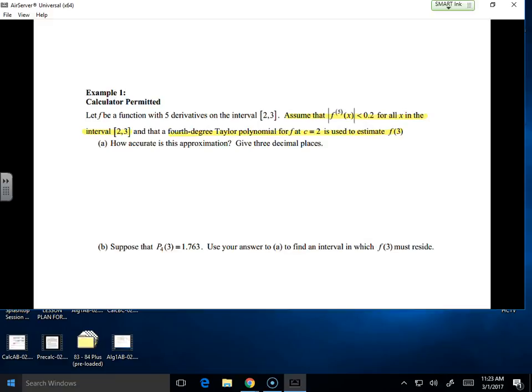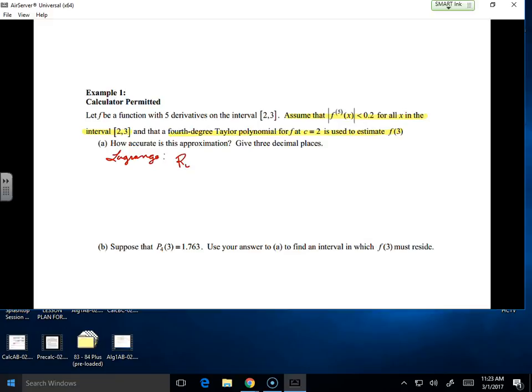What are they asking us to do? How accurate? What does that mean? That means how far off, right? Did they tell us that this is an alternating series? Nope. So what are we using? Lagrange. I'm writing it first, just to help us remember the name. And what does Lagrange say?